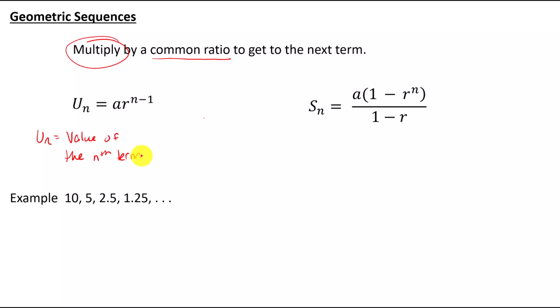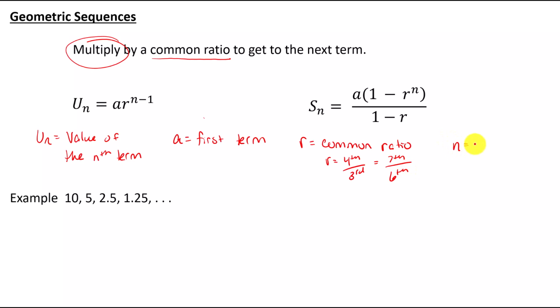So if I want to get to the 8th term, what is that term? That would be u sub n. A is the first term. Again, that part's the same. R, though, is my common ratio. And to find r, we're going to take any term, so maybe the 4th term, and we're going to divide by its previous term. So the 4th term divided by the 3rd term. Or the 7th term divided by the 6th term. Okay, that's how we find r.